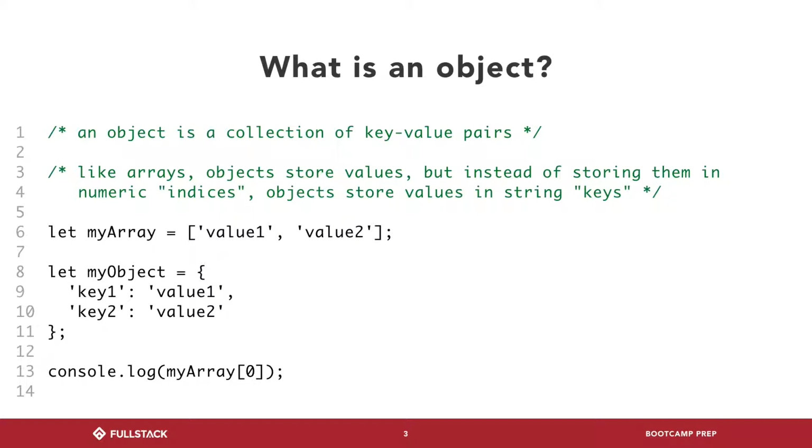Right. So in this case, my object has two key value pairs. The two keys are key 1 and key 2, and the respective values are value 1 and value 2.